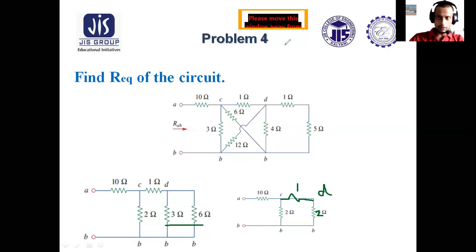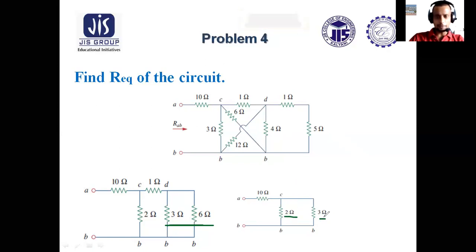So one step jump is made here. Directly it is written 3 ohm. Why this 3 ohm? 6 parallel 3 will be 2 ohm. With this 2 ohm, this 1 ohm is in series. So this is 3 ohm and this is 2 ohm. Now these two will be combined in parallel. 3 into 2, 6 by 5. So combining these two in parallel, we will get like this.